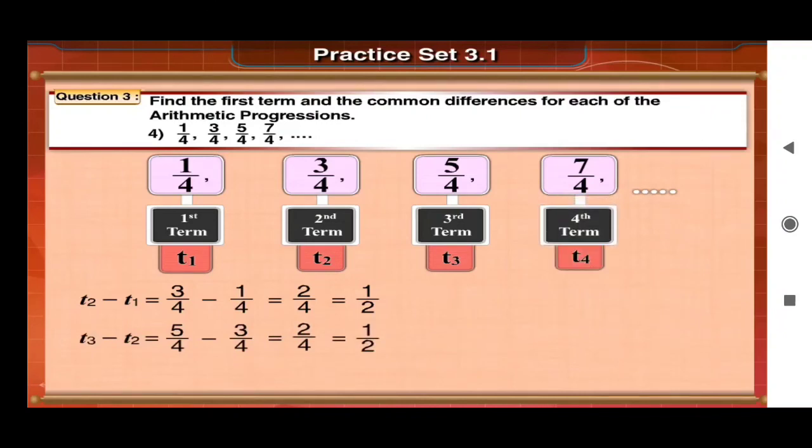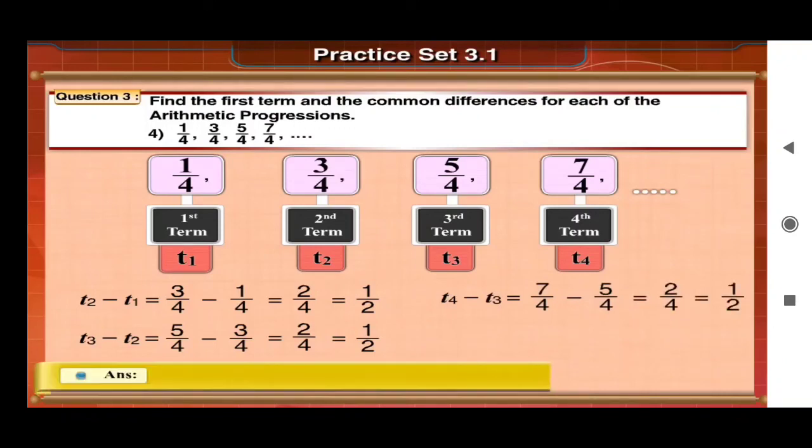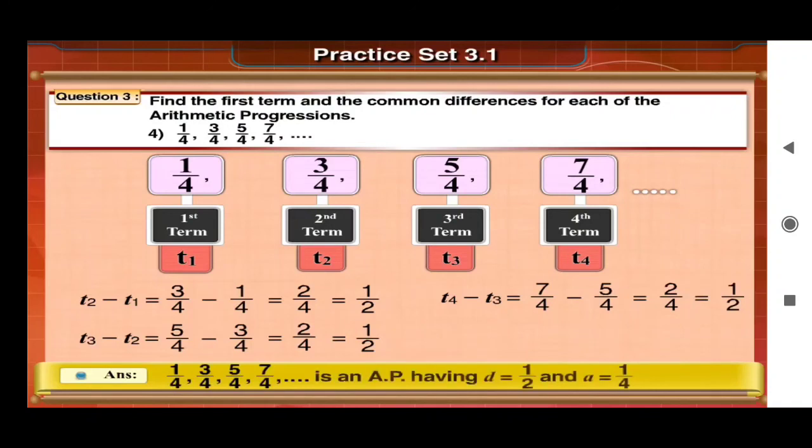The fourth term is 7 upon 4. T4 minus T3 is equal to 7 upon 4 minus 5 upon 4, that is equal to 1 upon 2. Therefore, the sequence 1 upon 4, 3 upon 4, 5 upon 4, 7 upon 4 and so on is an arithmetic progression having common difference 1 upon 2 and the first term as 1 upon 4.